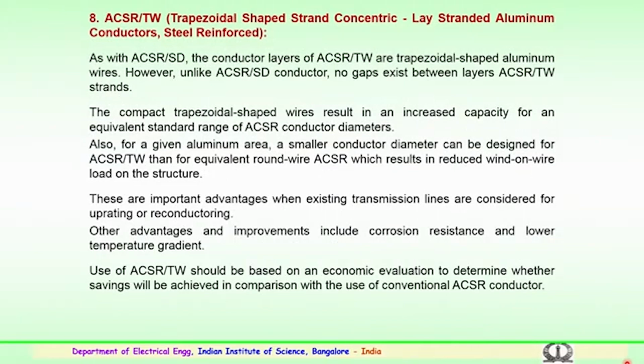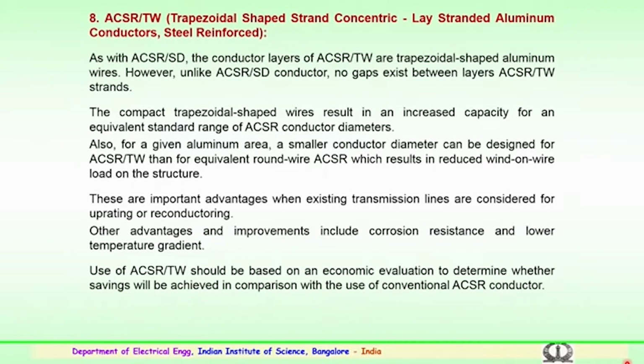The eighth is the ACSR TW, that is, trapezoidal shaped standard concentric lay aluminum conductors with steel reinforcement. The conductor layers of ACSR TW are trapezoidal shaped aluminum wires, not the round type which is normally followed. However, unlike ACSR SD conductor, no gaps exist between layers. So, there are no gaps in ACSR TW strands.